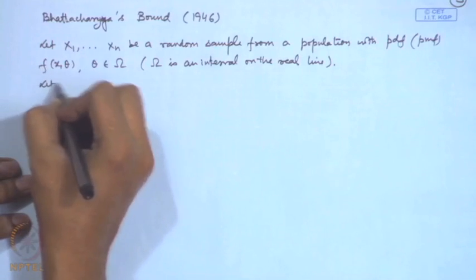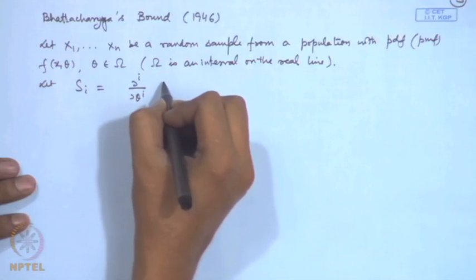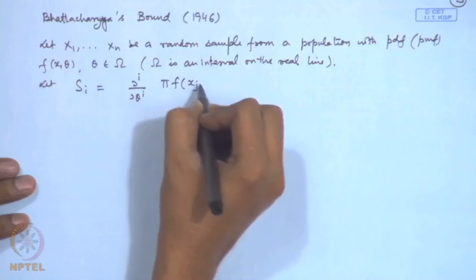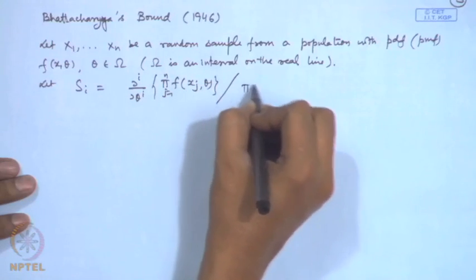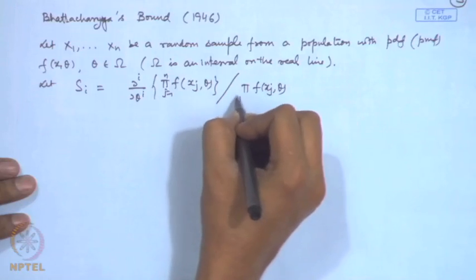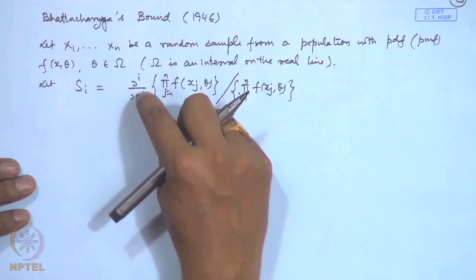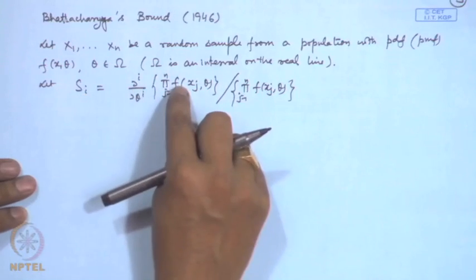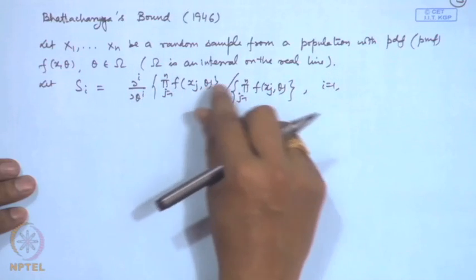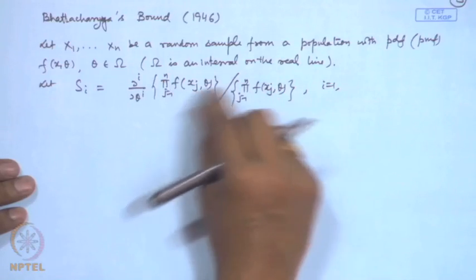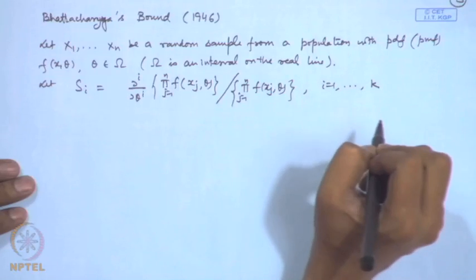Let us define S_i to be the ith order derivative of the joint distribution divided by the joint distribution. You compare it with the Rao-Cramér lower bound. In the Rao-Cramér lower bound, we had first order derivative here. Now, I am defining higher order derivatives also, because in the first order derivative it will become del by del theta of the density divided by the density, that is del log of that, but here it is higher order. So, i is equal to 1, 2 and so on. Suppose I am assuming up to order k.